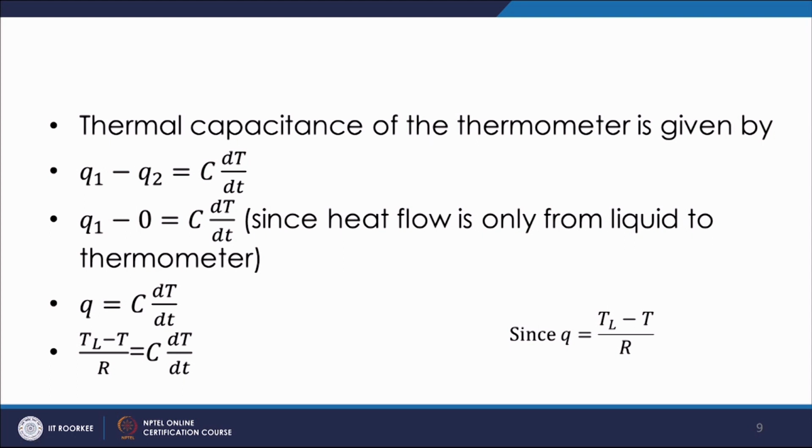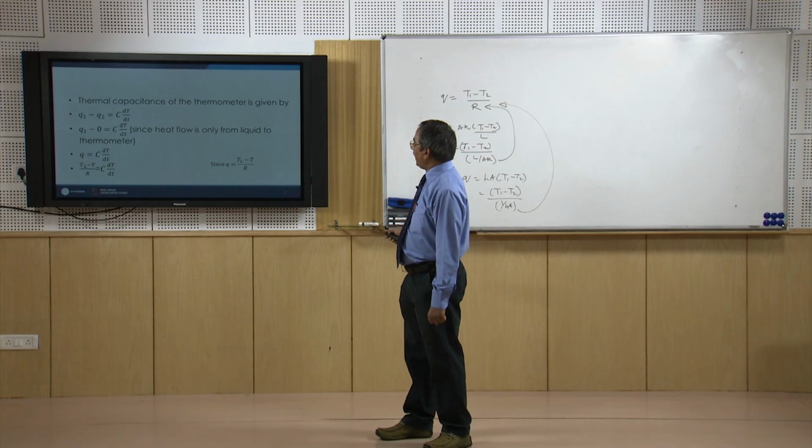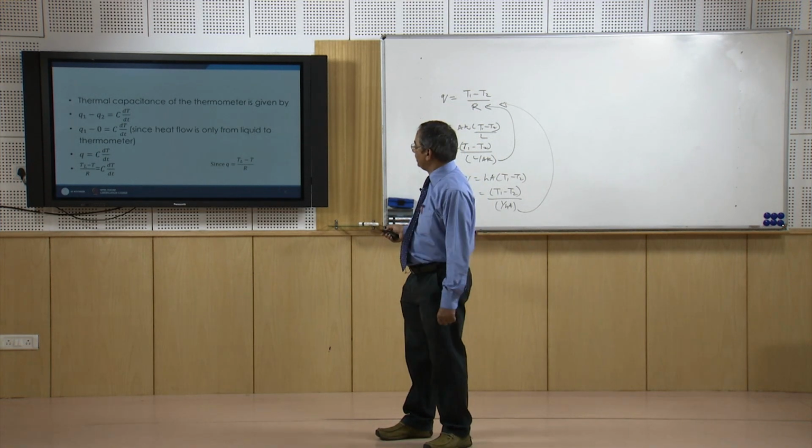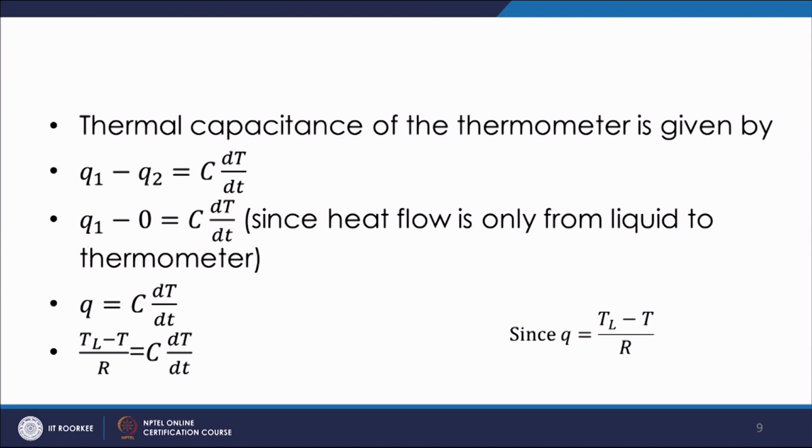So, what I have is Q1, let me just write it as Q here, is equal to C dT by dt. And this Q I can replace from the definition of the thermal resistance, that is (TL minus T) by R. If I do that, this is what I get: (TL minus T) by R is equal to C dT by dt. Or I can write this expression further as RC dT by dt plus T is equal to TL.